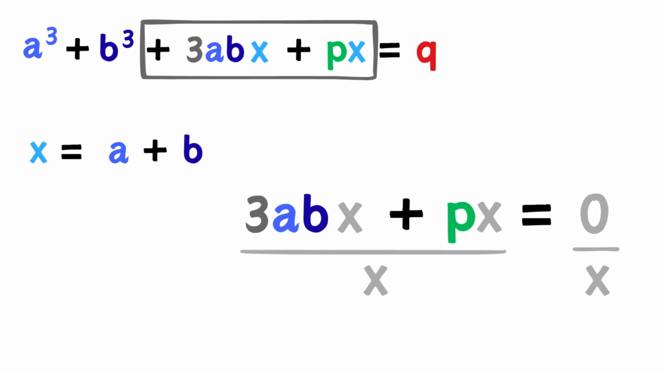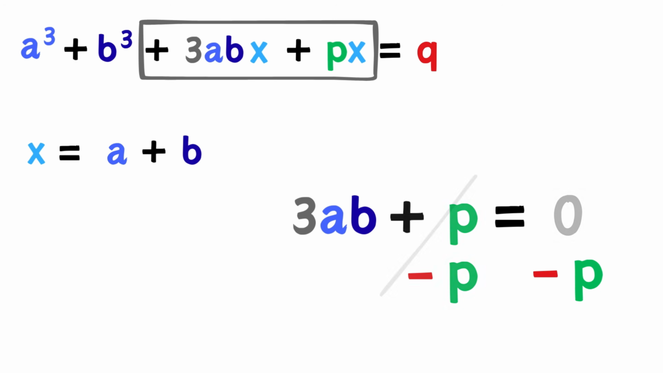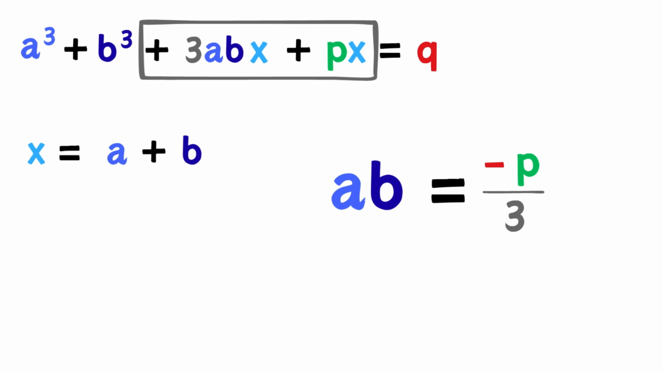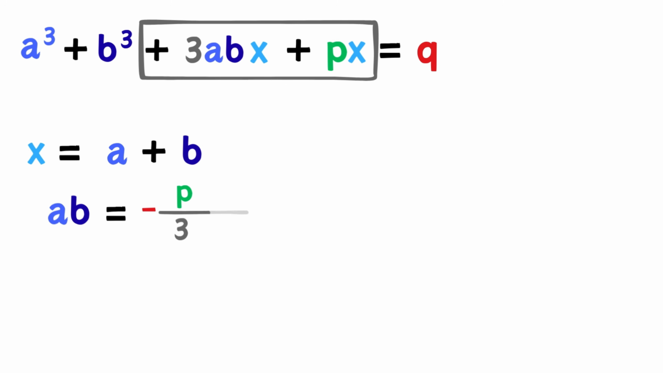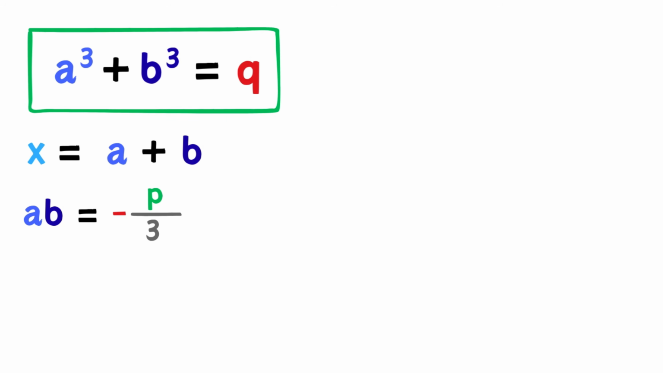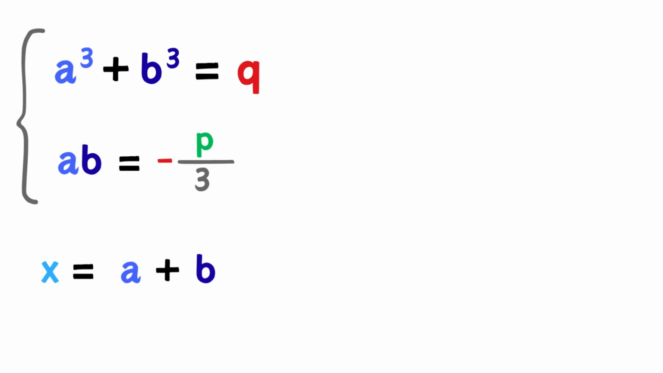We want 3ab plus p to be 0. If we simplify this, then we know that a times b must equal negative p over 3. In the original equation, the x terms cancel completely, and that leaves us with this. Instead of solving one cubic equation, we've now reduced this into solving a system.